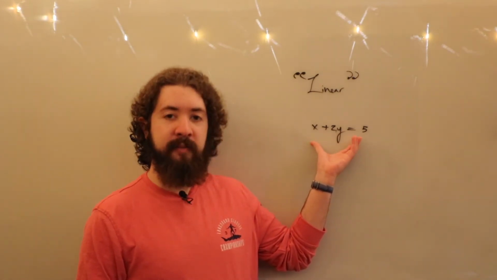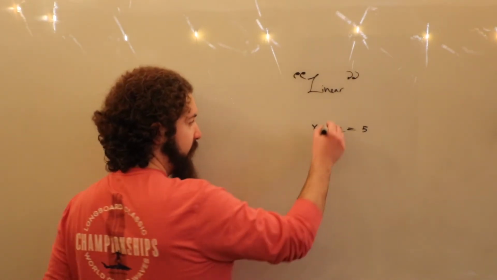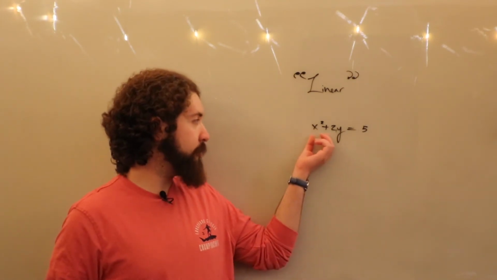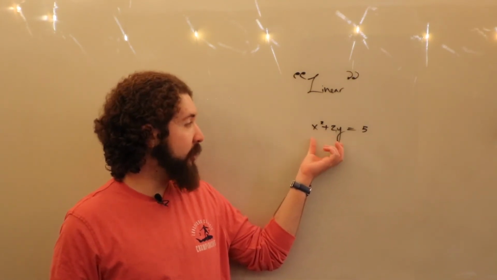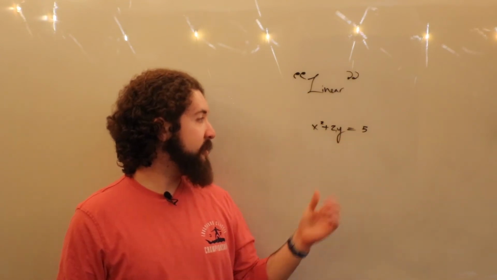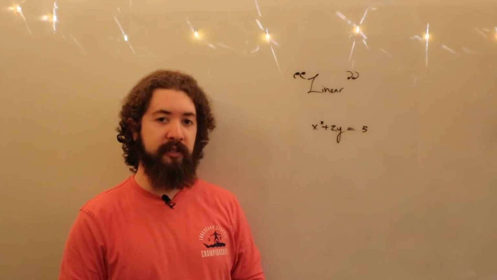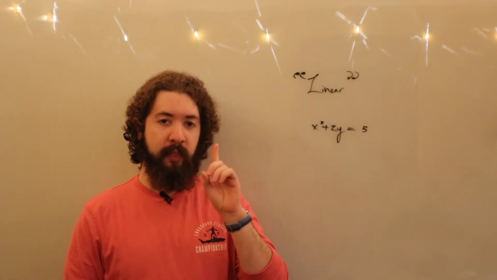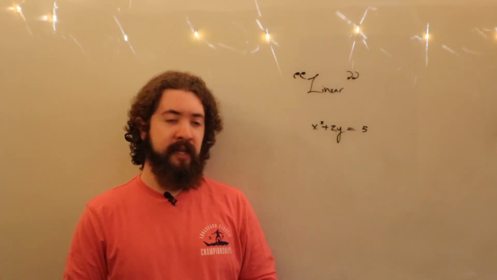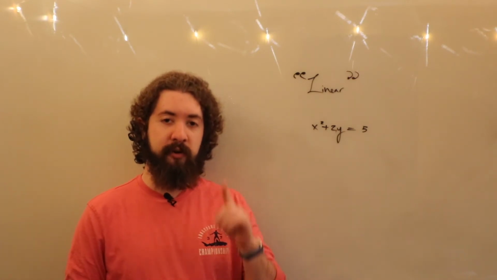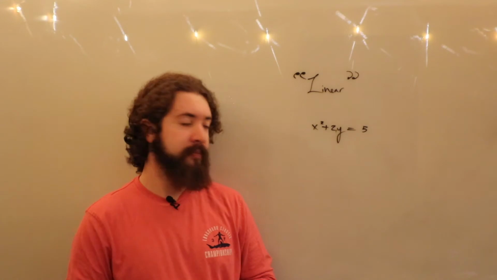What could I do to this to make it nonlinear? Well, if we were to raise one of the variables to a power other than 1, so x squared plus 2y equals 5, this is now a quadratic equation. It is no longer a linear equation, an equation of order or degree 1. That is what constitutes a linear equation. It's precisely one which is of degree 1 in every variable, right?